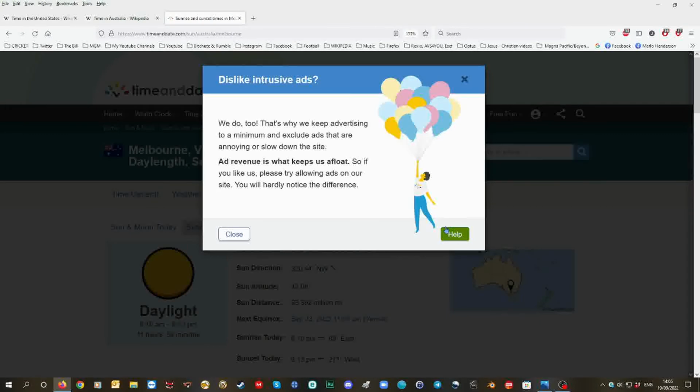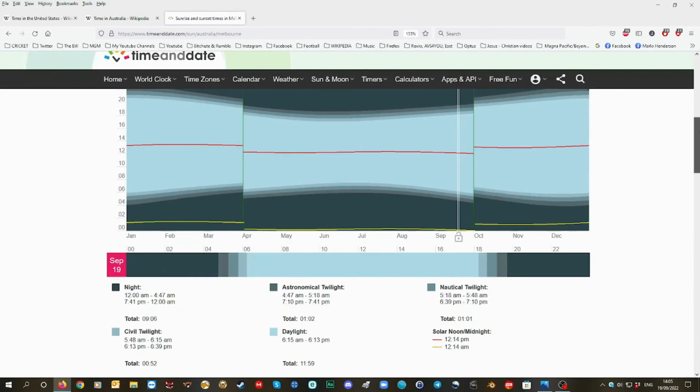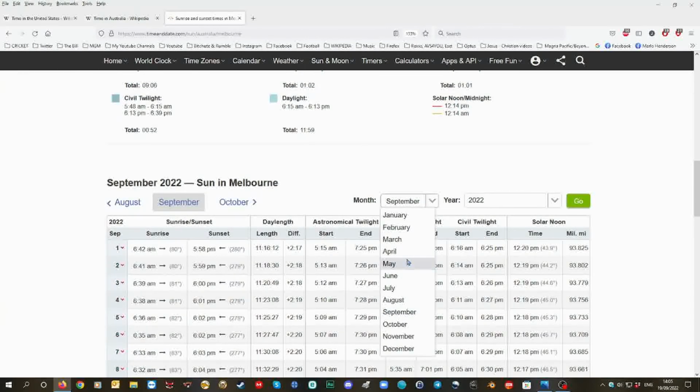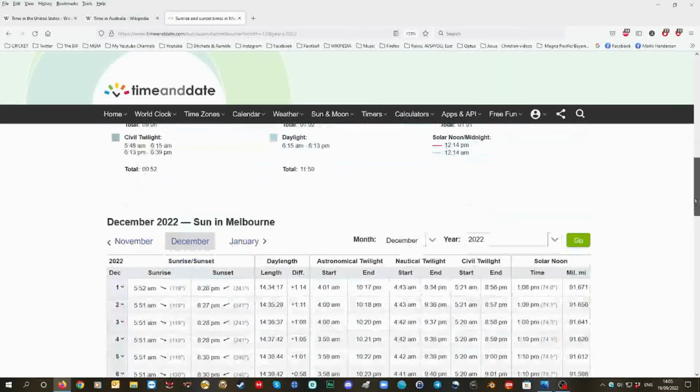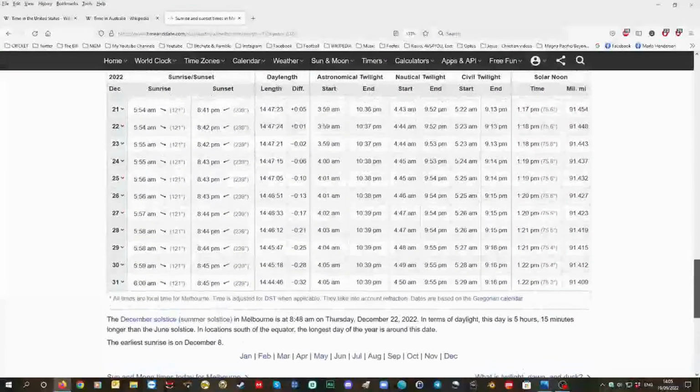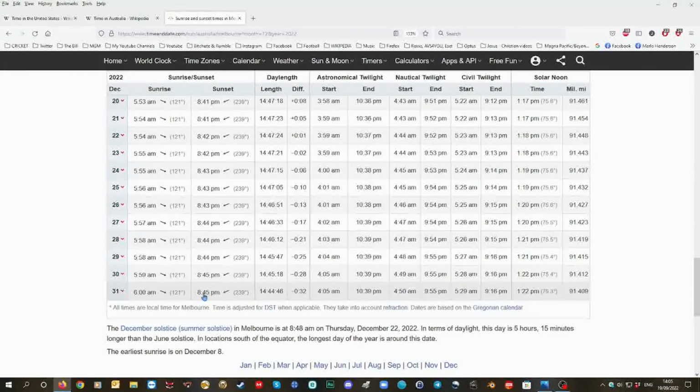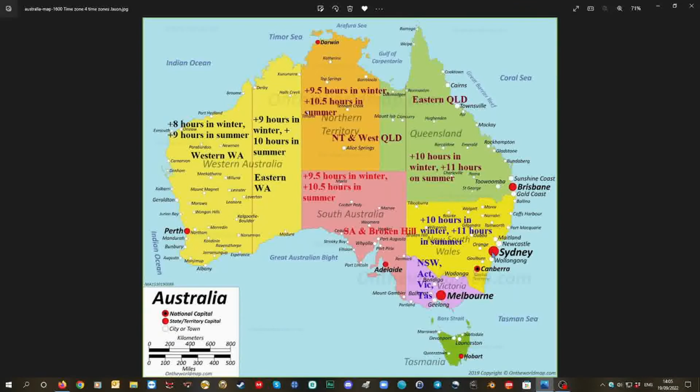and I want to show people. We go to December and the last Melbourne sunset, 8:45 Australian Eastern Daylight Saving Time on the 31st of December each year, right? That's because they're further south. Sydney, Melbourne, they're further south and west from Sydney, see?